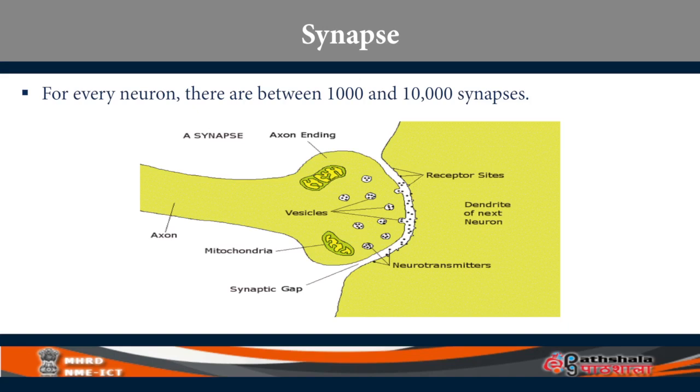When does this take place? In a minute, I will explain what is firing of a neuron and what is traveling of a neural impulse. But synapse is where neurochemical exchange takes place. For every neuron, there are between about 1,000 to 10,000 synapses.